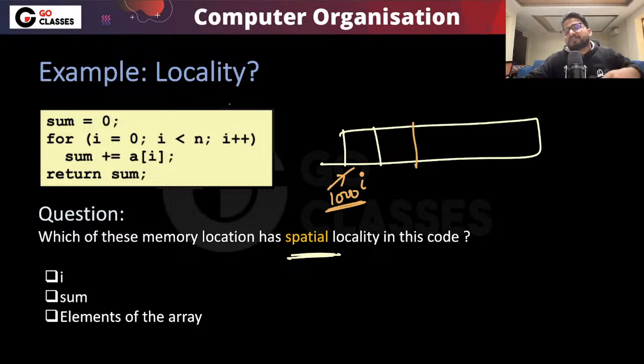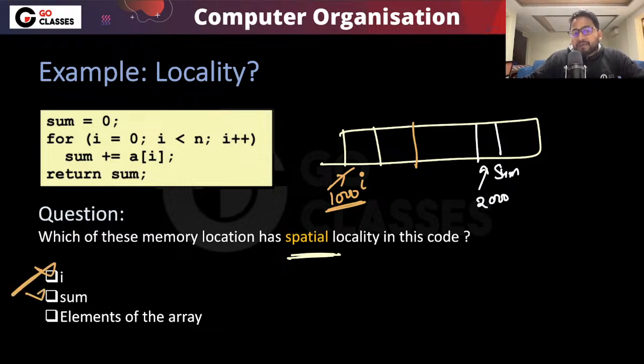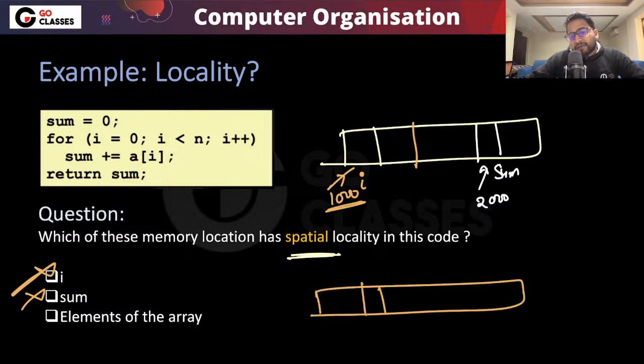No, right? Sum might have been stored, let's suppose, at some location, maybe it is 2000. Sum is stored at location 2000. Are you going to access 2001 next? No. So that is why i is not following spatial locality. Sum is not following spatial locality. Spatial locality means if you have accessed some element, then are you going to access the subsequent element or the adjacent element in the next iteration?